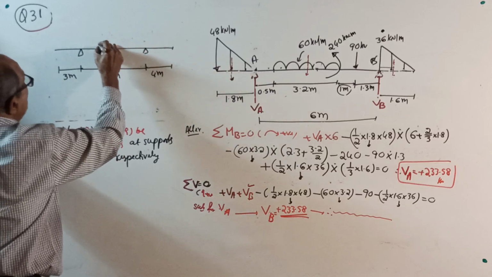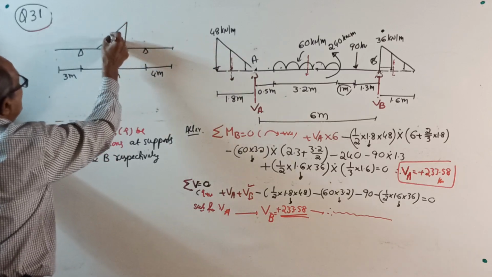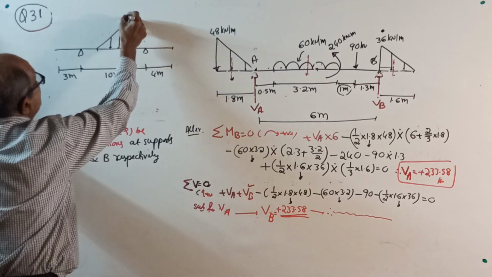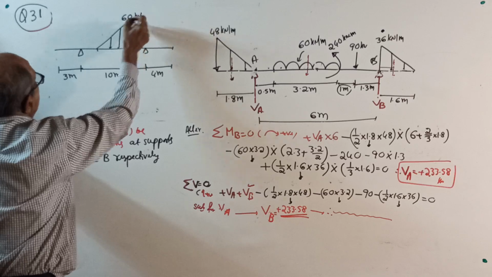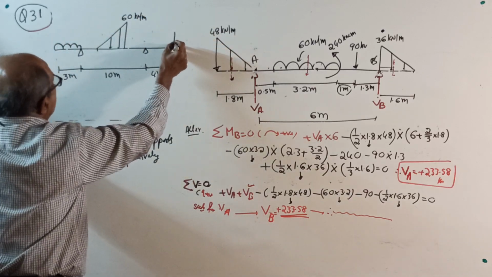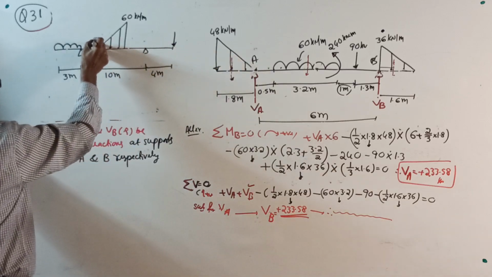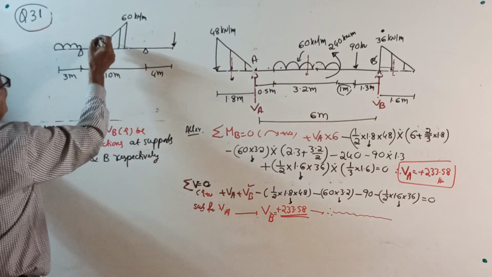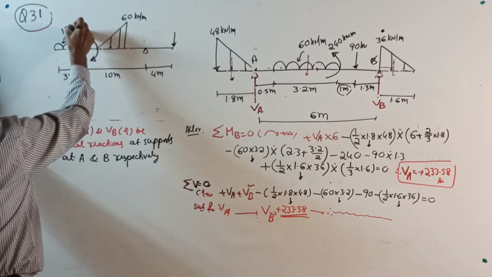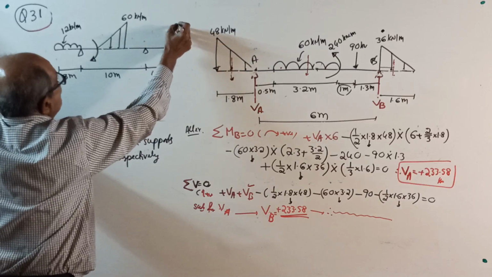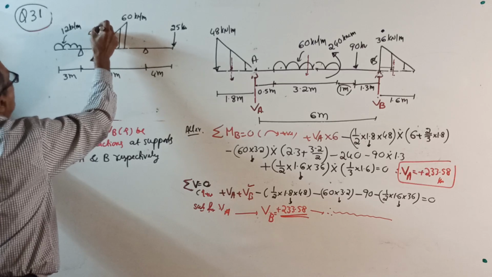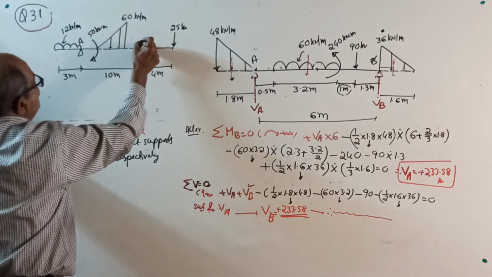What I will give is, I will give a uniformly varying load here. This way, 0 to 60 kilonewton per meter. Here I'll give UDL. I'll give a point load here. And here I'll also give a clockwise couple. I'll give the values here. This is 12 kN per meter, random values. This is 25 kilonewton. This couple is 50 kilonewton meter. This is A, this is B.